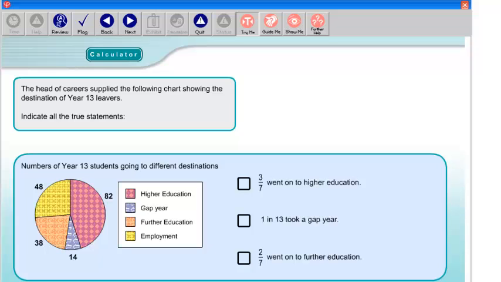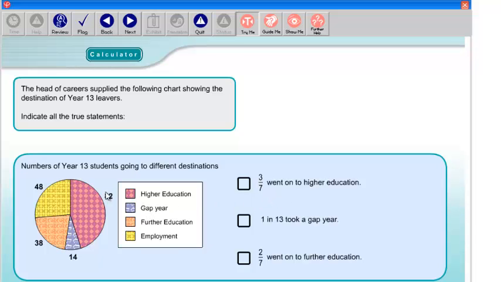Question 13. So we've got a pie chart, which is usually a really good question, really quick to get the answers to. So let's have a look at it. The head of careers supplied the following chart showing the destination of year 13 leavers. We just have to indicate all the true statements. So, 3/7 went on to higher education.